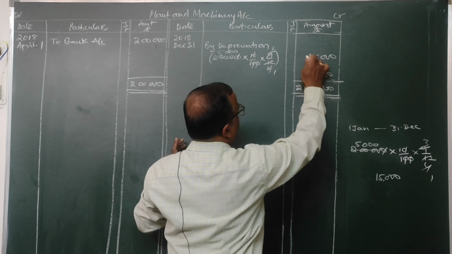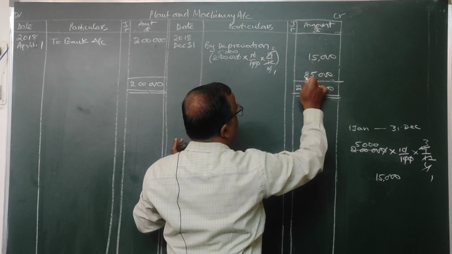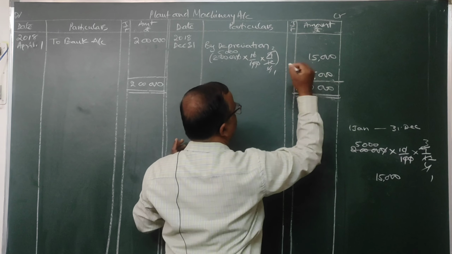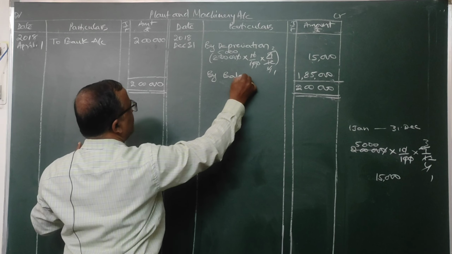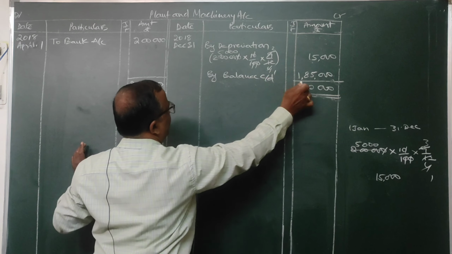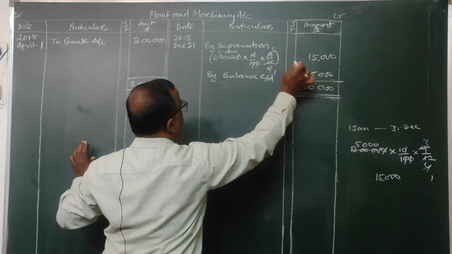2 plus 8 is 10, means 1 lakh 85,000. It will be its balance there. So this is balance carried down. From this I have subtracted this, we got this one.